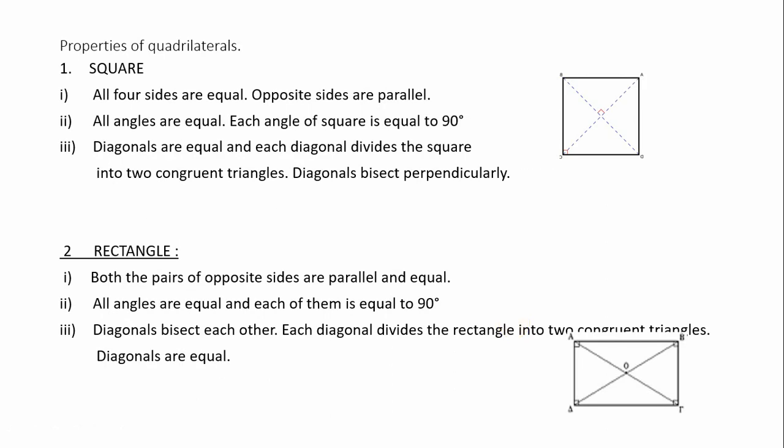Both the pairs of opposite sides are parallel and equal, and all angles are equal. All means what? Four angles. The four angles are equal and each of them is equal to 90 degrees. Diagonals bisect each other and each diagonal divides the rectangle into two congruent triangles. I explained that with the first diagram. Now the diagonals are also equal for the rectangle. So any figure which satisfies all these properties is called a rectangle.